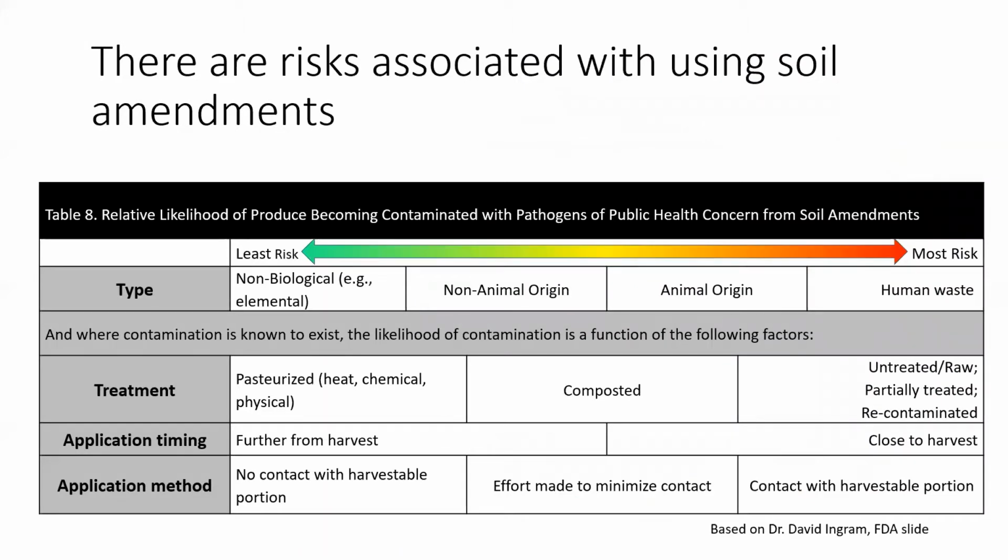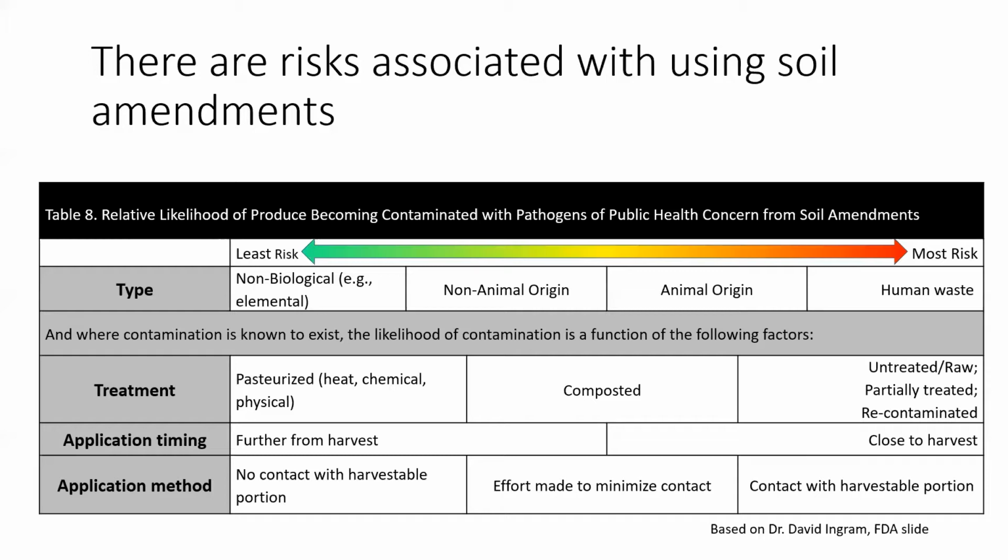So hats off to Christy for encapsulating this in a really great table here, showing this continuum based on type, treatment, application timing, and application method. On the far right of this table, you can see the most risky categories. And in the realm of produce, human waste, many buyers would be very uncomfortable with this, so it could be an outlier. On the left side of the types are the non-biological ones we discussed previously. Right in the middle is where we're going to focus today: animal origin, composted materials.